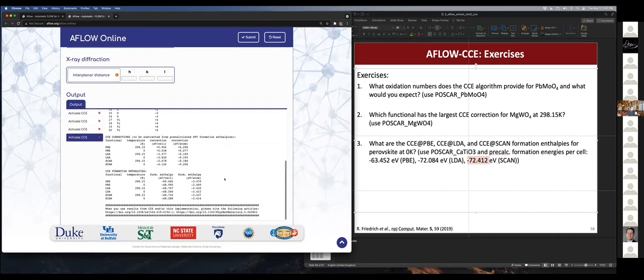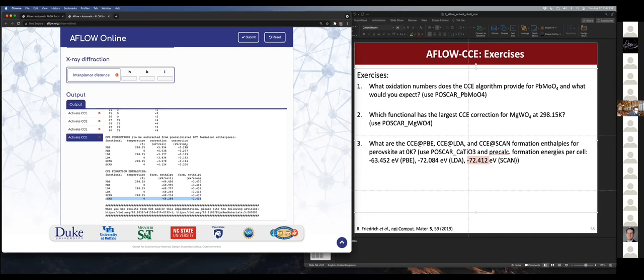And we get our formation enthalpies at 0 Kelvin. So that's the question. This is what it is. We get -3.449 for PBE. For LDA, we get -3.412. And for SCAN, -3.414. Okay, so the corrections, you can see they're not that small. So for the system, the corrections are pretty important.